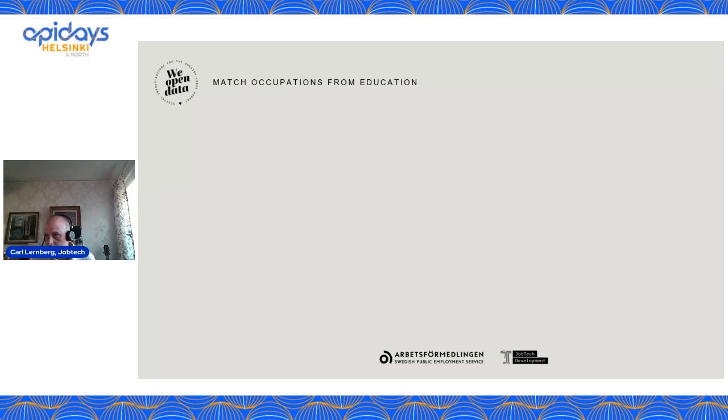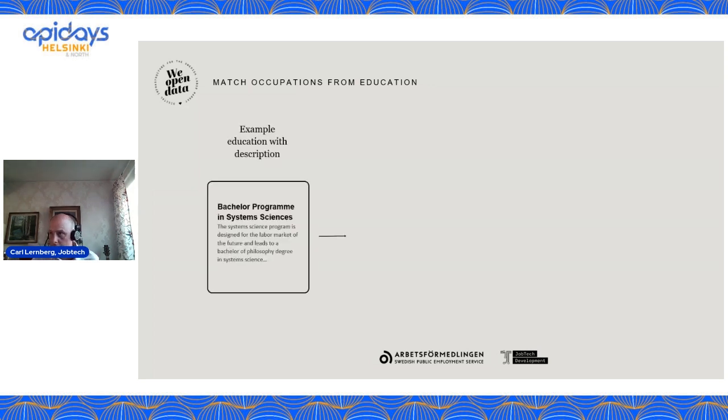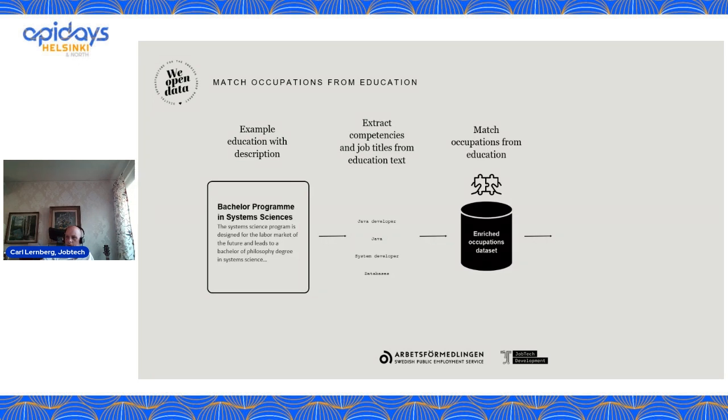Another important concept is that we match occupations from education. This is an example. Maybe we have an education, could be a Susannavet education or a free text education from somewhere, describing the education. Then we extract competences, similar to what we did from the historical job ads, but this is education, not job ads. Maybe we find some competences and job titles, like Java developer, Java system developer, databases, for example. And then we match those competences and job titles against the occupation dataset.